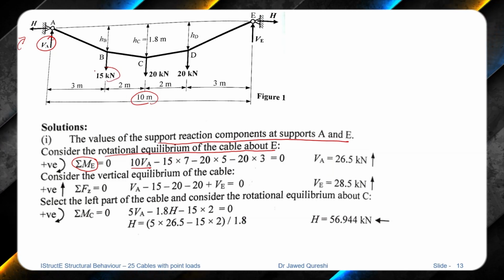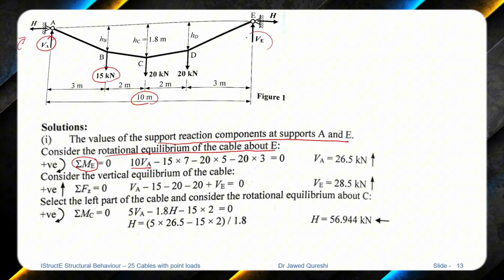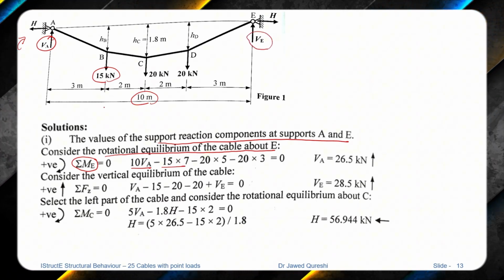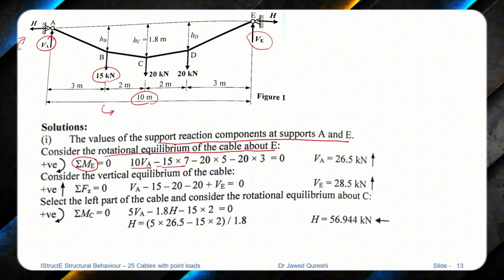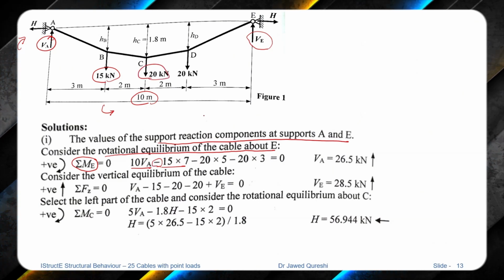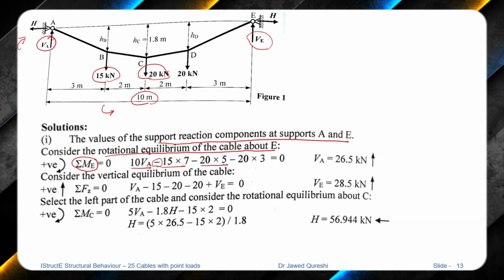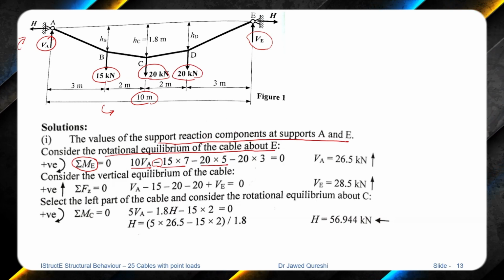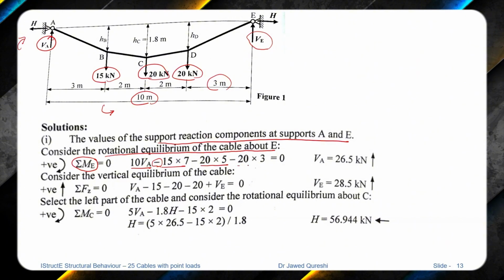And then we have this 15 kilonewton. The distance between 15 and point E is 7, and because it's downward, it's creating an anti-clockwise moment. That's the reason it is negative here. And then we have 20 times the distance between C and E, which is 5, so that's why we multiplied with 5. And finally we have another 20 kilonewton, and its distance from E is 3. It is anti-clockwise as well.